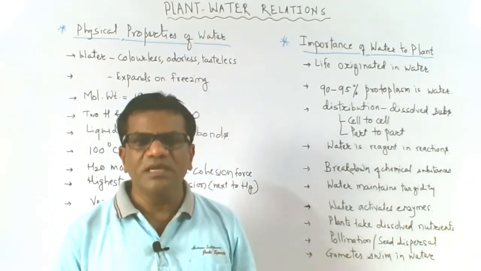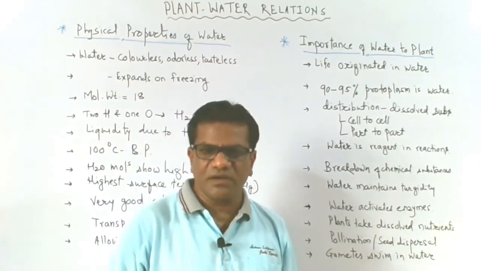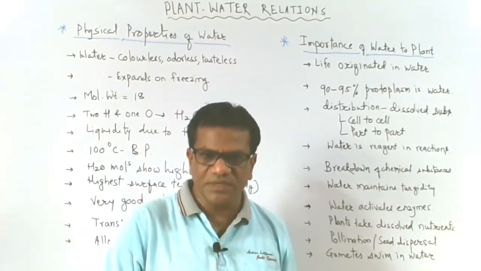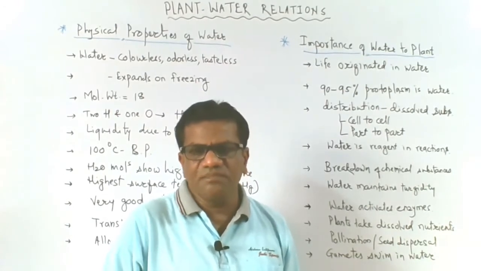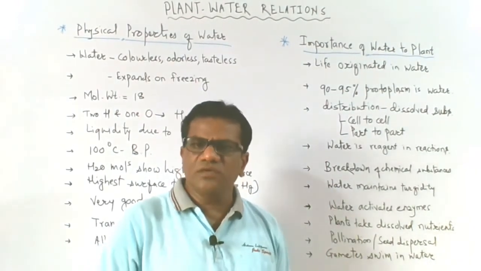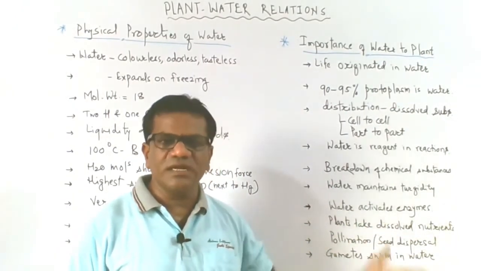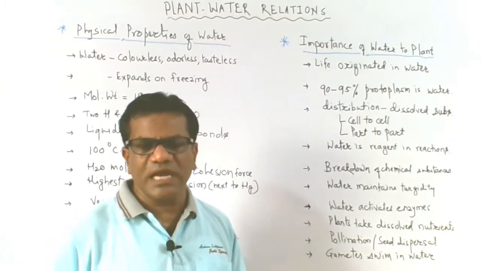What does it mean? Their gametes swim in water at the time of pollination and fertilization, especially fertilization. These plants develop gametes with flagella, and with the help of flagella their gametes swim in water and reach the female gamete.